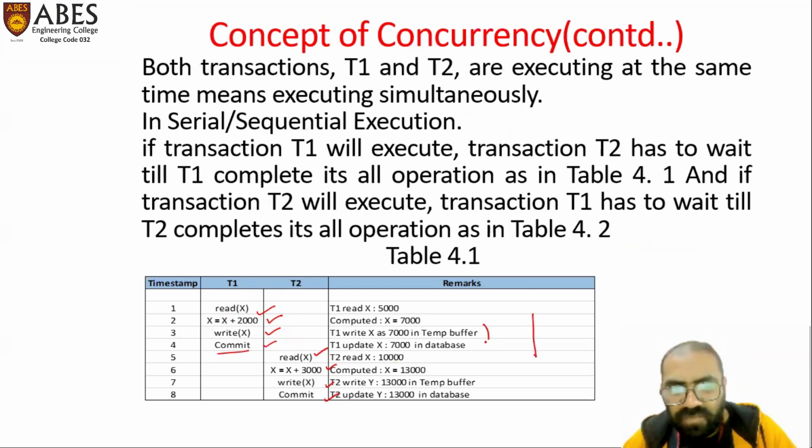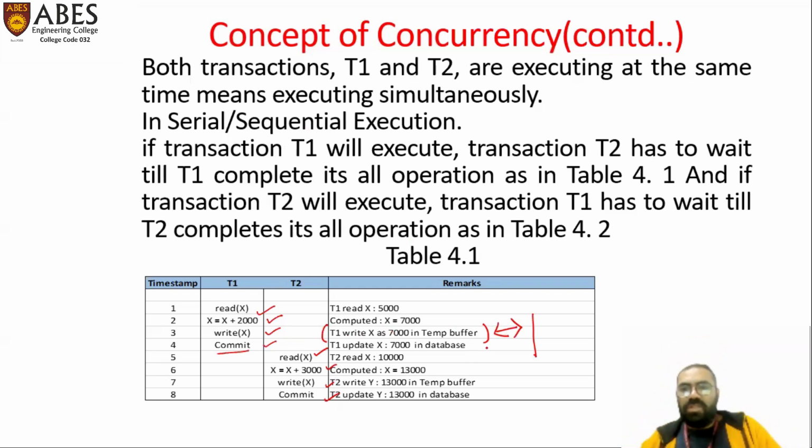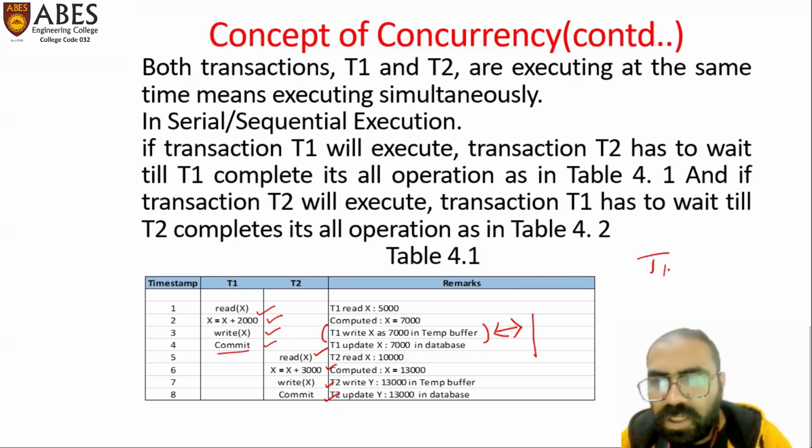Now if you see this before commit, it is written as T1, right? X is 7,000 in the temporary buffer. T1 updates 7,000 in the database, and T2 reads that. If transaction T1 executes, T2 has to wait until T1 completes its operations on the table. And when transaction T2 executes, T1 has to wait until T2 completes. So the order can be T1 then T2, or T2 then T1.